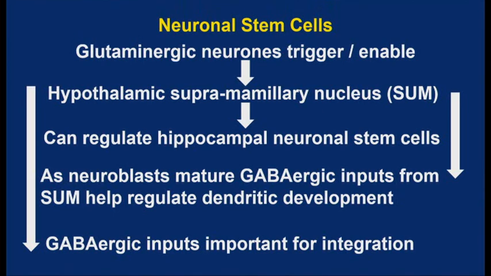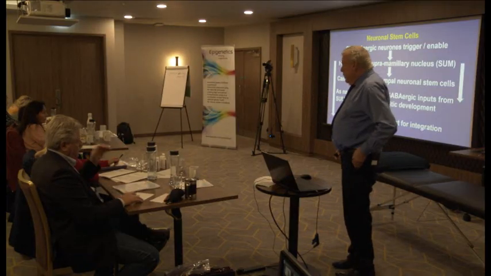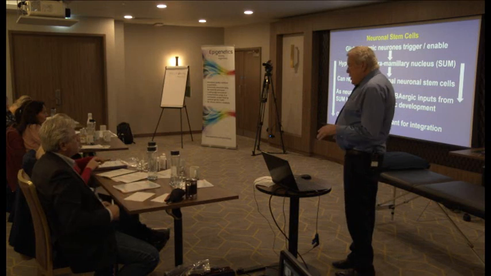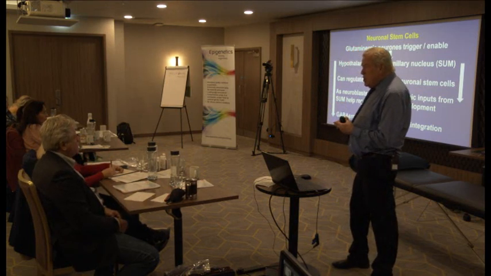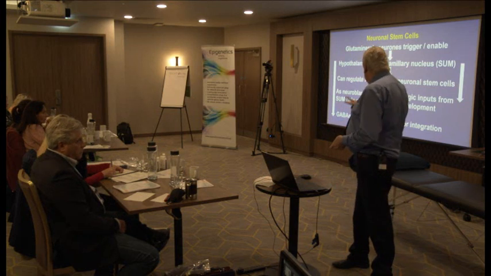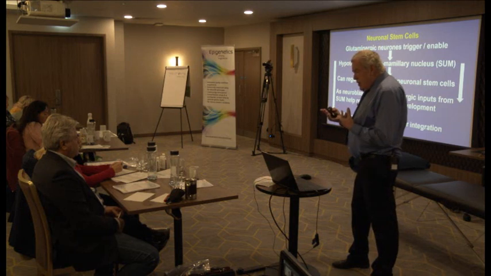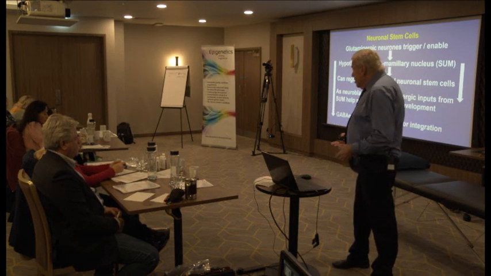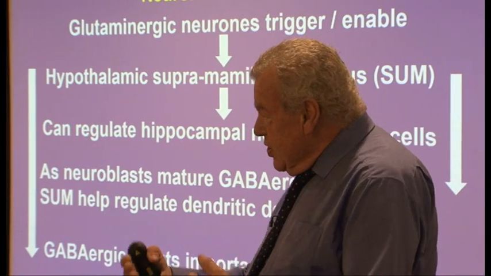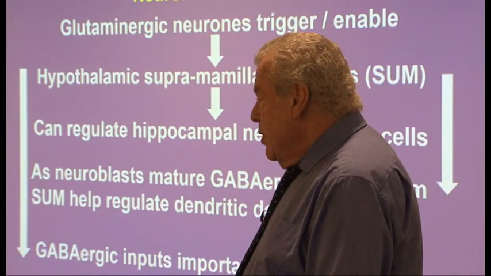As the neuroblasts mature, GABA inhibits inputs from the supramammary nucleus and helps regulate the dendritic development. GABAergic inputs then are important for integration into the structure of the hippocampus. So now we come across two very, very important neurotransmitters, glutamic acid and GABA. Okay? The glutamic acid is an excitatory, and GABA is actually an inhibitory neurotransmitter. So this is interesting. You've got excitation and you've got inhibition.